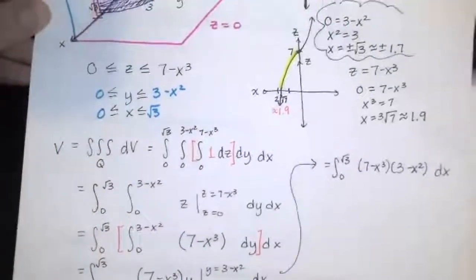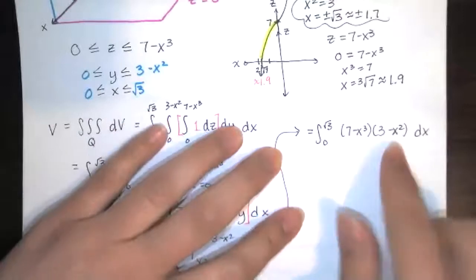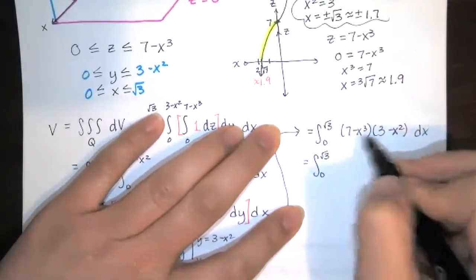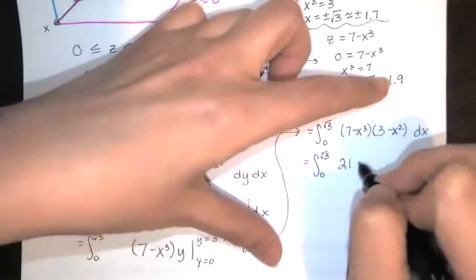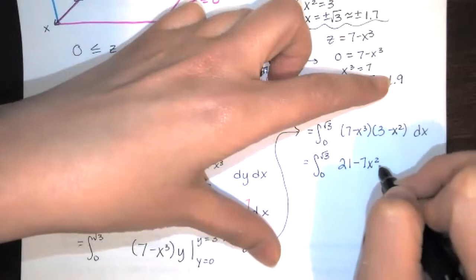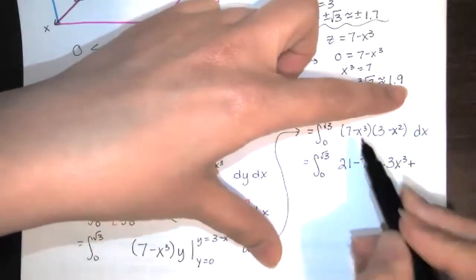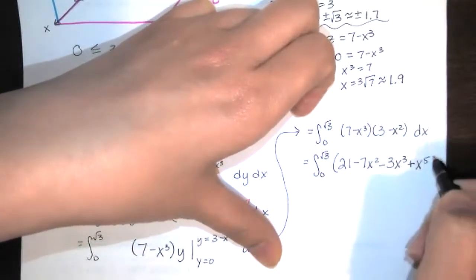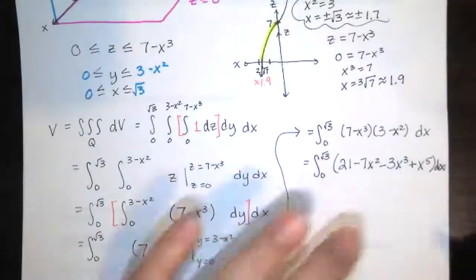And now we're almost done. We just need to evaluate this integral. It's a product. The easiest way to evaluate it is to distribute first. So first times first is 21. Outer times outer is negative 7x squared. Inner times inner is negative 3x cubed. And last times last is a negative times a negative, which is a positive. When you multiply those guys, you add the exponents. That makes that an x to the 5th. And we're integrating with respect to x.